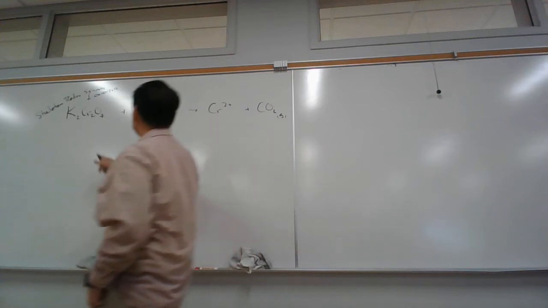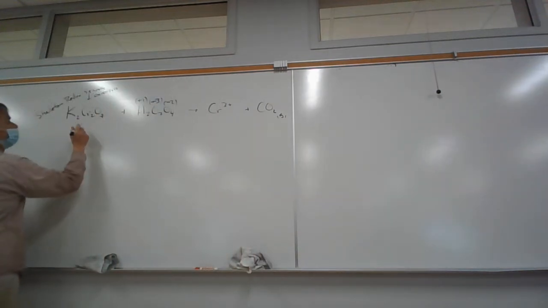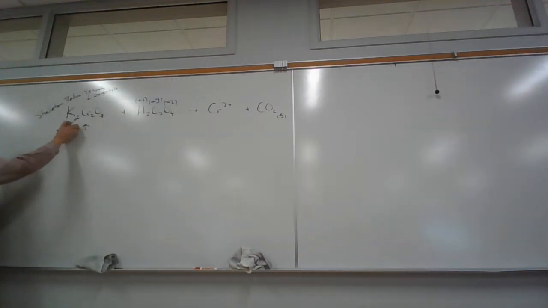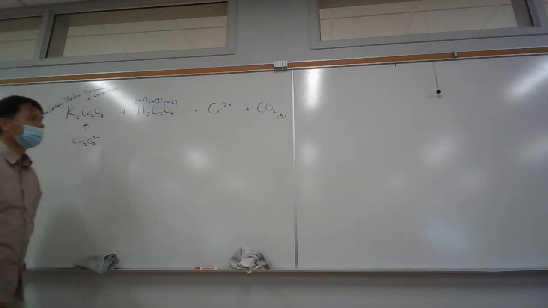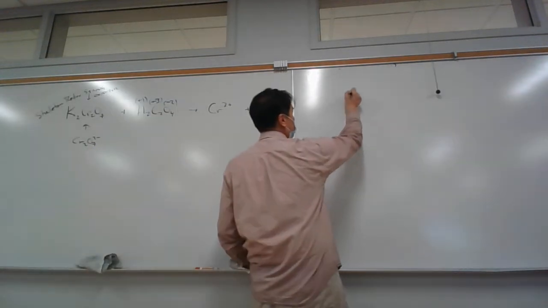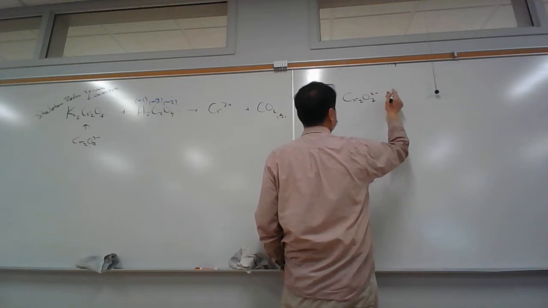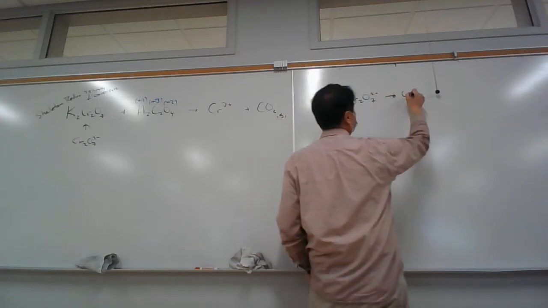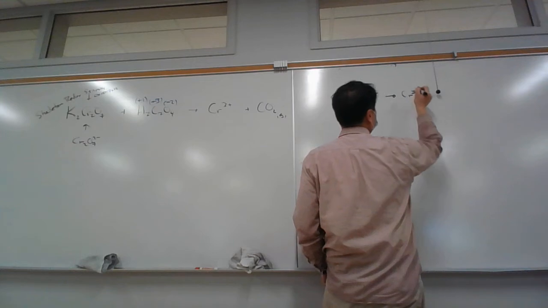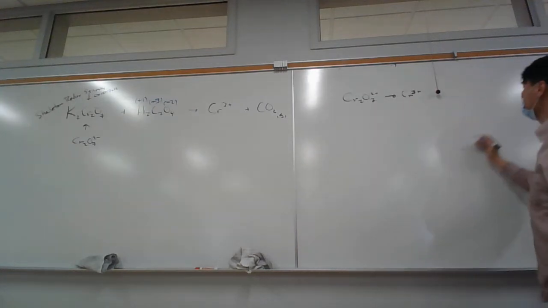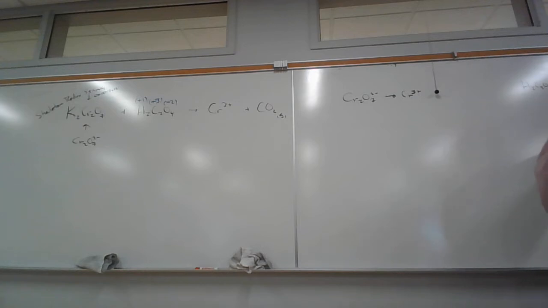The potassiums are going to be spectators here. Potassium ions, what are the chemical properties? Pretty much nothing stands out. It's going to be the dichromate. And so let's just get rid of the potassium, the spectator. We're going to look at dichromate going to chromium 3+. That's one half reaction. The other half reaction is oxalic acid goes to CO2 gas.